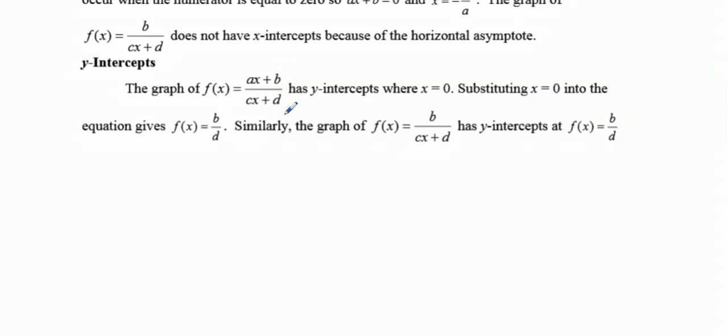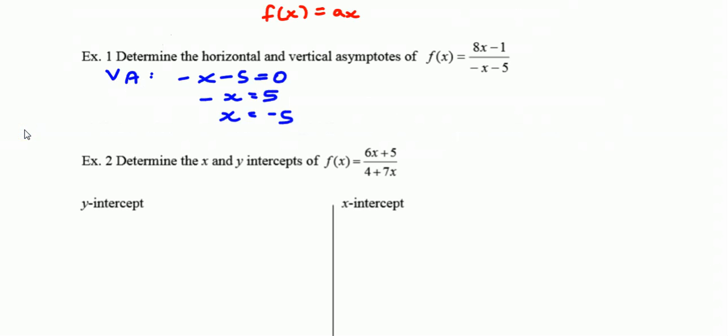The y-intercept, you're just going to figure out by substituting x equals 0 into the equation. So 0 here, it's just going to be b over d. And if it's 0 here, same thing, b over d. Okay, all right. So this is ax plus b over cx plus d. Let's just clear that, sorry.